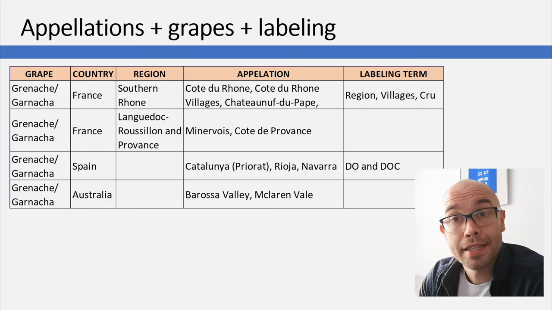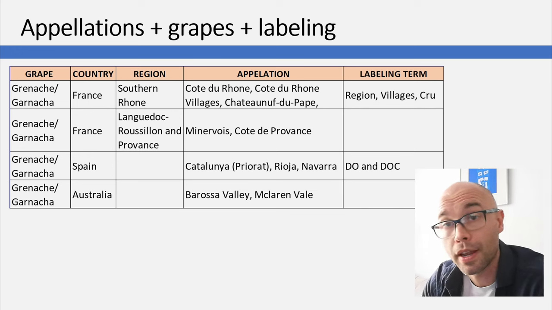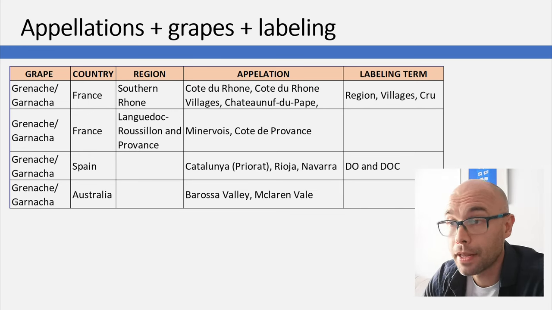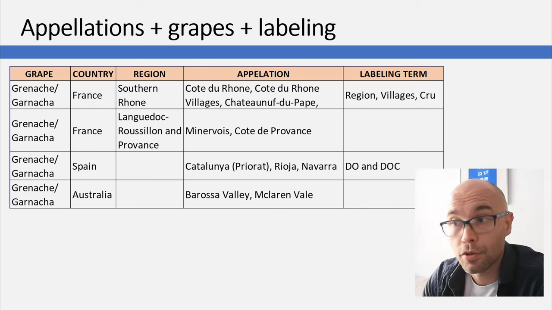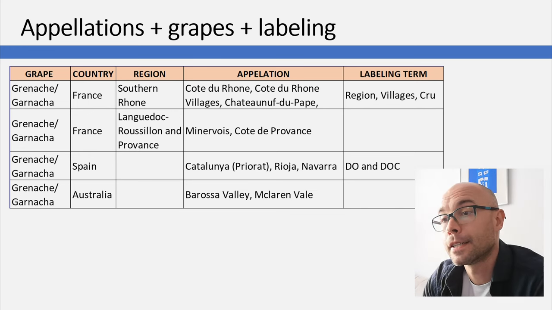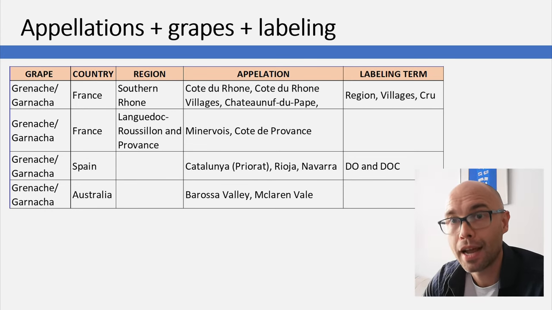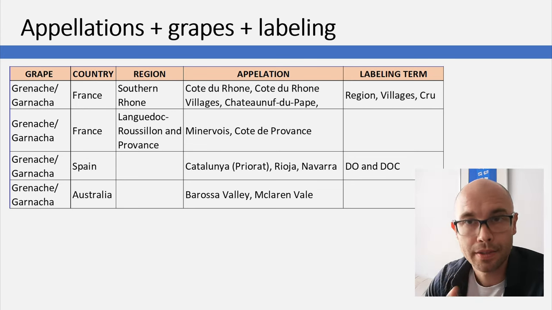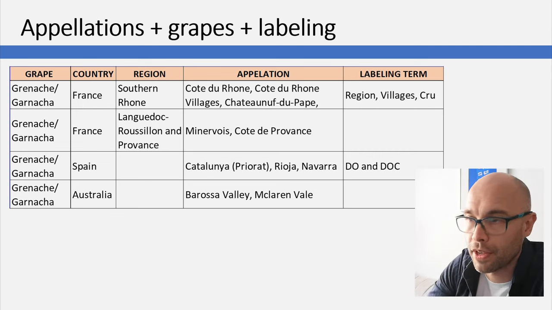Grenache or Garnacha is the same grape variety, different pronunciation. Grenache is called that in France, Garnacha is called that in Spain. Three countries that you need to remember: France, Spain, and Australia. In France, Grenache is connected with Southern Rhone. So we talked about Northern Rhone being just Syrah. In the south, it's dominated by Grenache, blended with mostly Syrah and Mourvèdre.